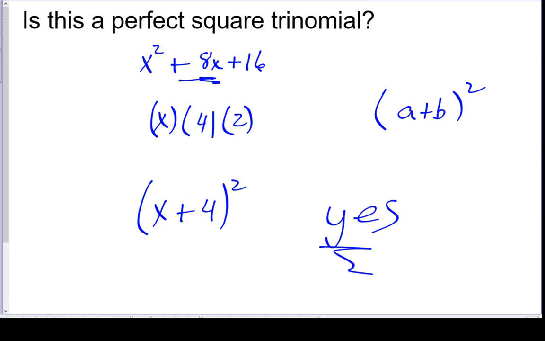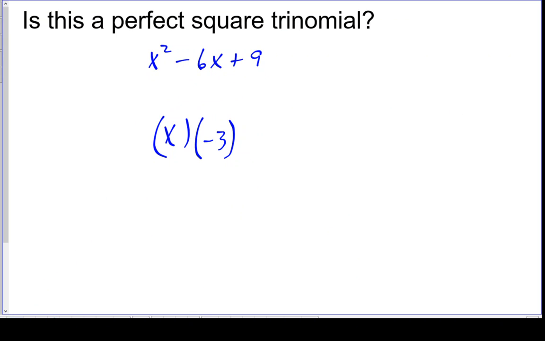Well, what did we do before? On the one before, we remember we took the square root of x squared, we took the square root of 16, but then we had to double it to see if it matches the middle term. So that's what we're going to do here. We now want to double this, and what's negative 3 times 2? Negative 6.